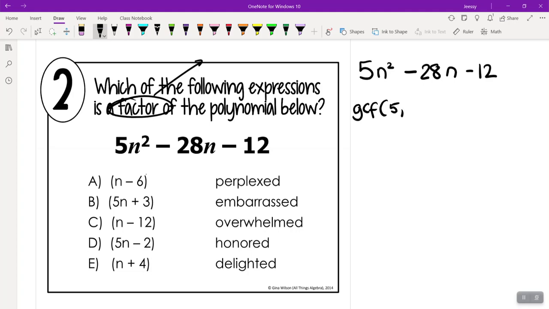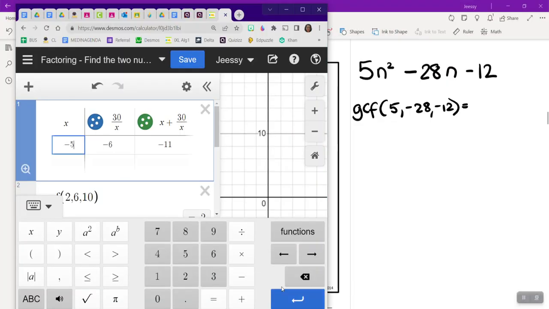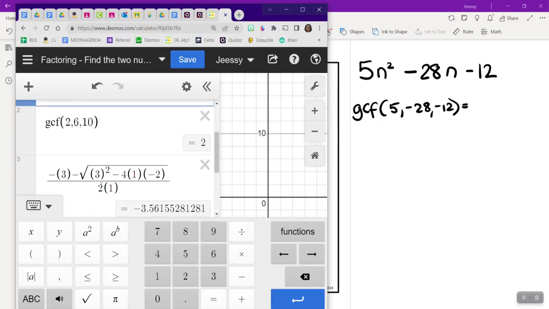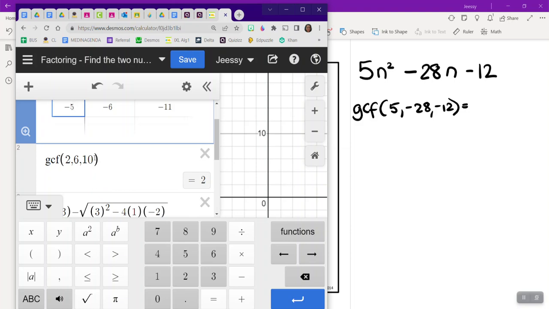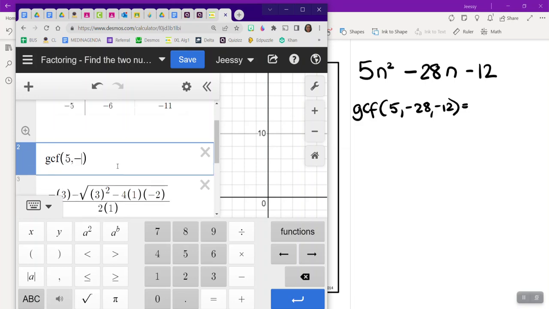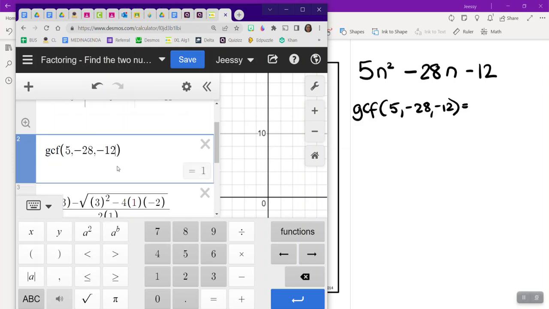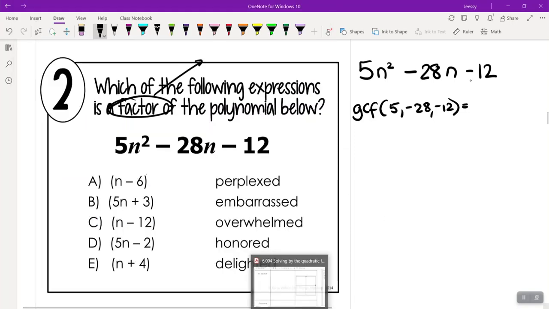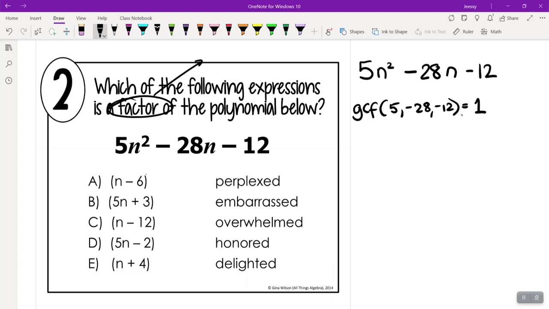So you can check in Desmos or your calculator to see whether you have a GCF. I did have one or two students today that still didn't know how to type this into Desmos. So it looks literally like this, GCF of 2, 6, 10. So you would just change the numbers, 5, negative 28, negative 12. And as you can see, Desmos tells you that the GCF between these numbers is 1. So they don't have anything else in common besides 1. So that means we're done. We don't have to take out a GCF, okay?